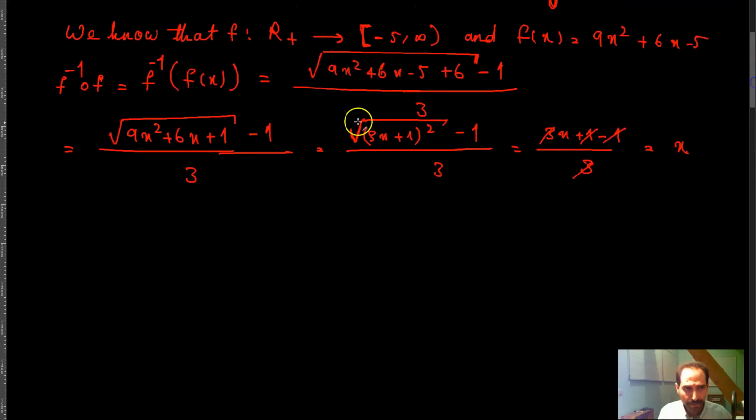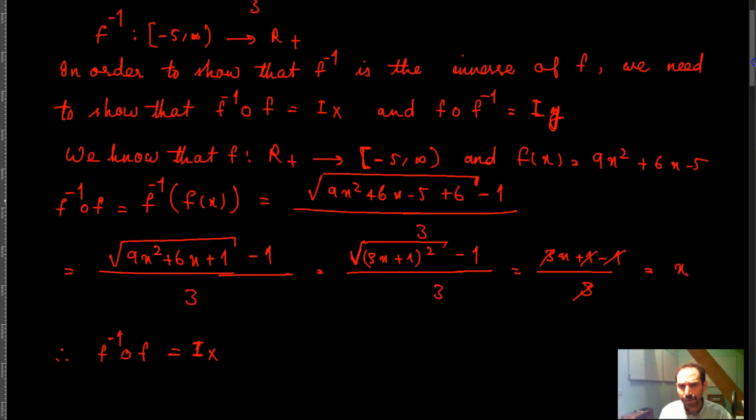That means that f inverse of f is a function that gives you, for every input x, the same x back, which means that f inverse of f is equal to I of x, or the identity function on the domain of f. And also we need to show that f of f inverse is equal to I of y.